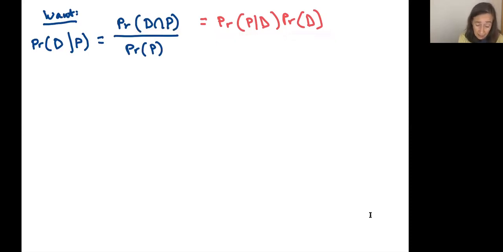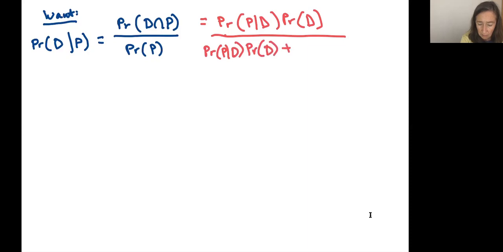And the other thing I want is the probability of getting a positive test, the unconditional probability of getting a positive test. Oh, I know how to calculate that too. That's a law of total probability calculation that I can do. Check this out. The probability of P is, what is it? The probability of P conditional on D times the probability that we're in the world of D, plus the probability of P conditional on D complement times the probability that we are in the world of D complement.